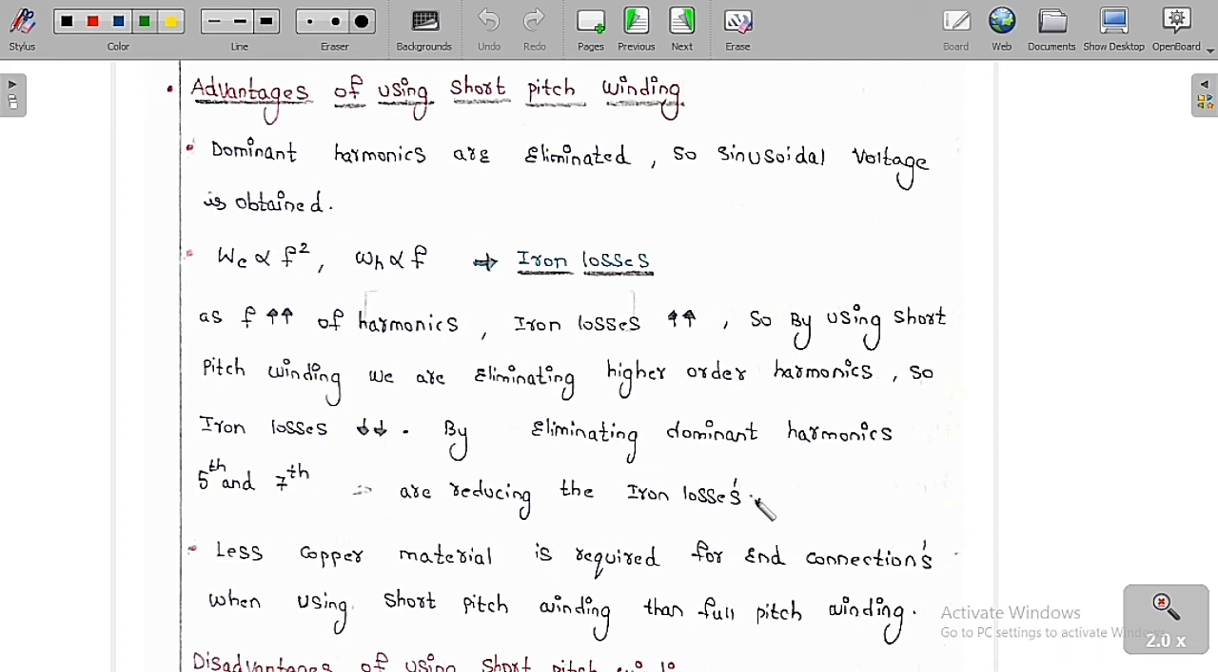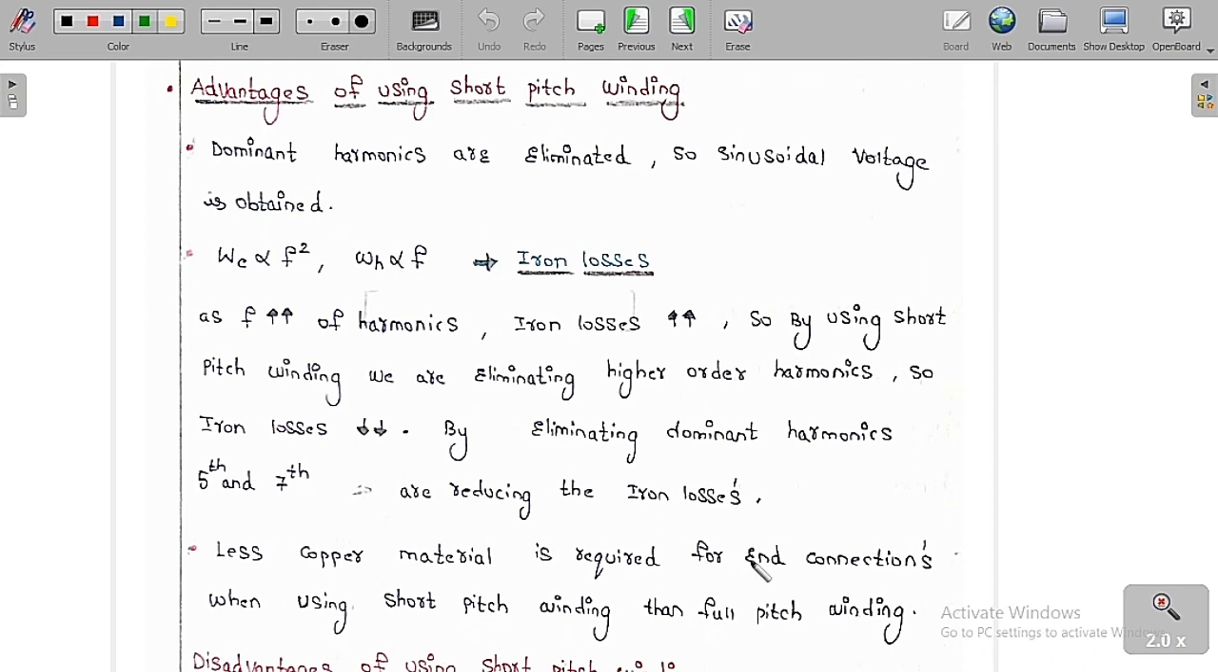So if you go for the short pitch winding, we eliminate these higher order harmonics, especially the 5th and 7th dominant harmonics. We can easily remove them with the help of short pitch winding. If we remove them, then definitely we remove the losses because of them also, so the iron loss can be reduced. Simply put, as the frequency of the harmonic increases, the iron losses increase. So by using the short pitch winding, we eliminate the higher order harmonics, and the iron losses decrease.